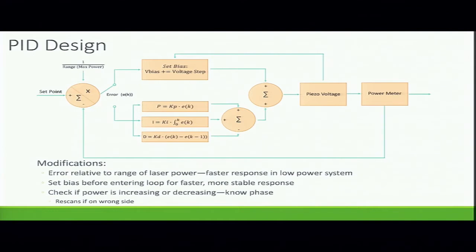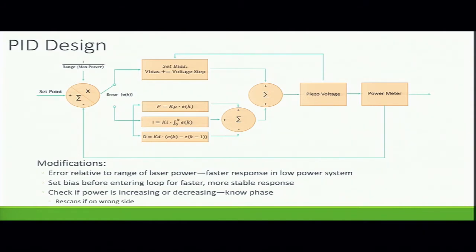This is our modified PID design. As you can see, our error signal is computed relative to the range of our laser's powers. This is for a couple reasons. We're working at a very low power laser, about 30 microwatts, so we had a really slow response time without this relative computation. We also wanted to make sure that we were able to keep these coefficients lower.